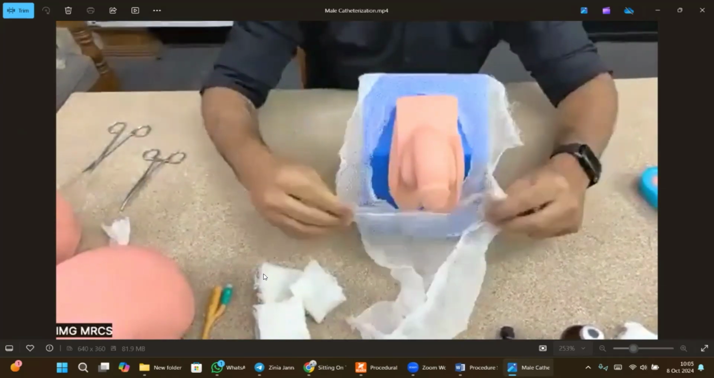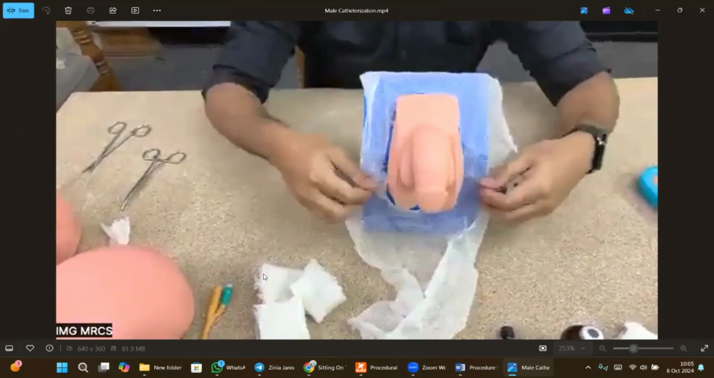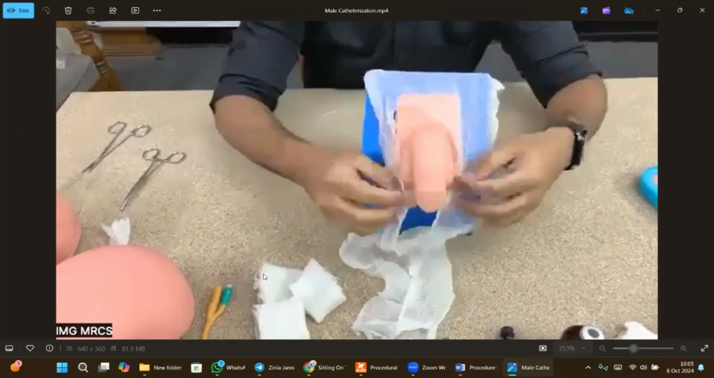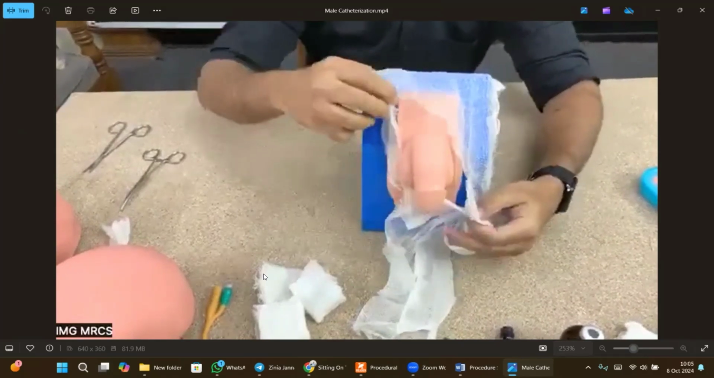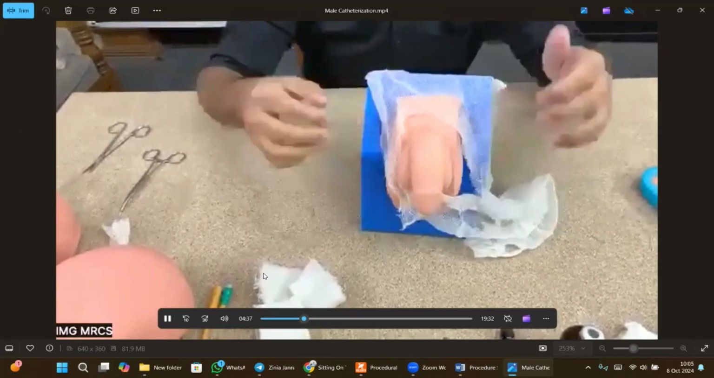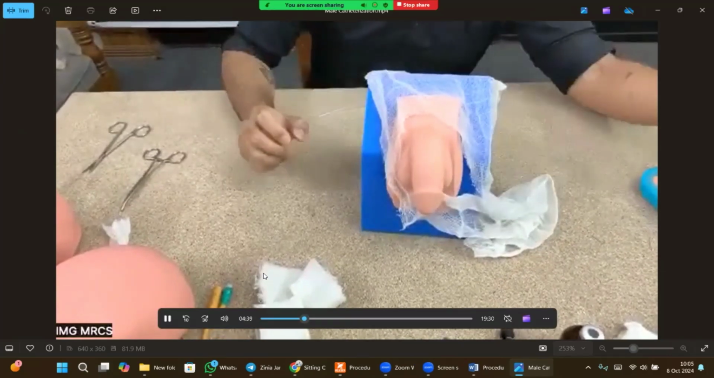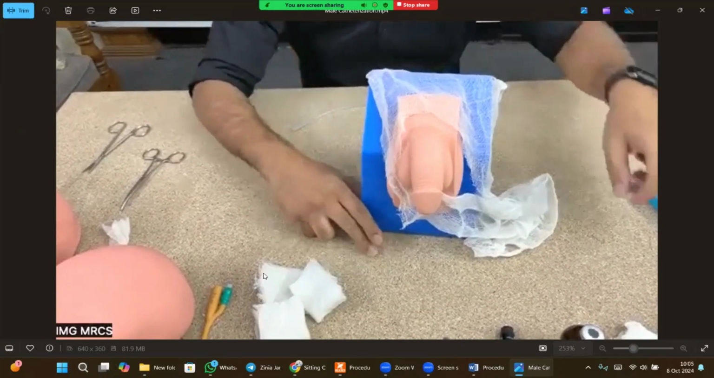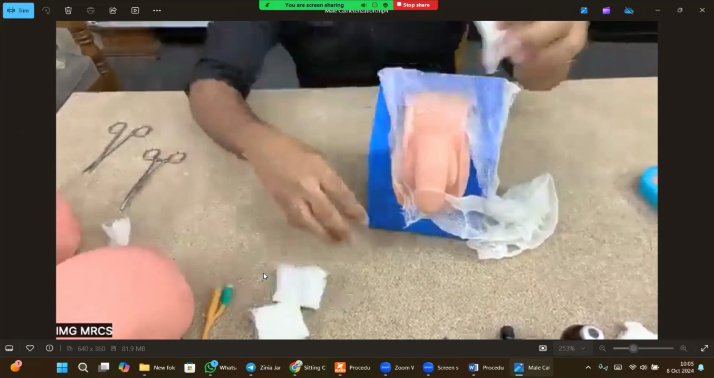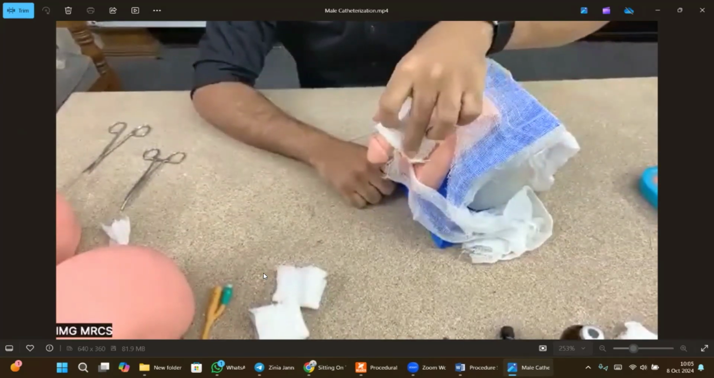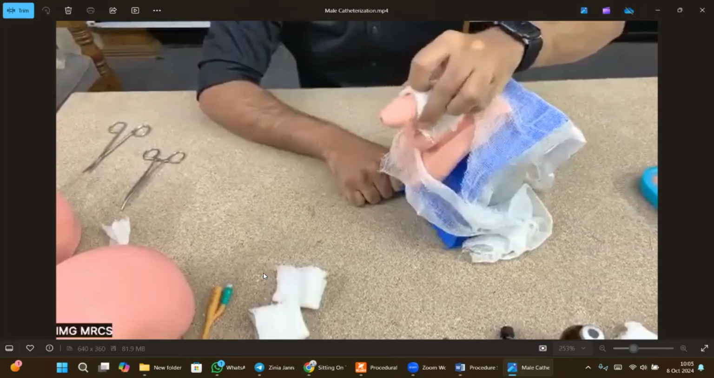Like this, you are going to put a drape simply just around. I have made a big cut, sorry about that. But you're just going to put a drape around the penis like this, okay? After this, we are going to hold the penis with the help of a gauze, just like this, okay?